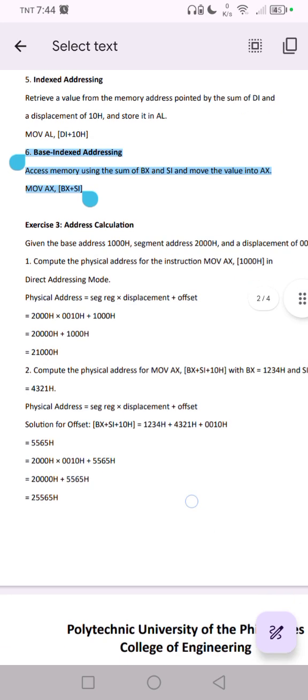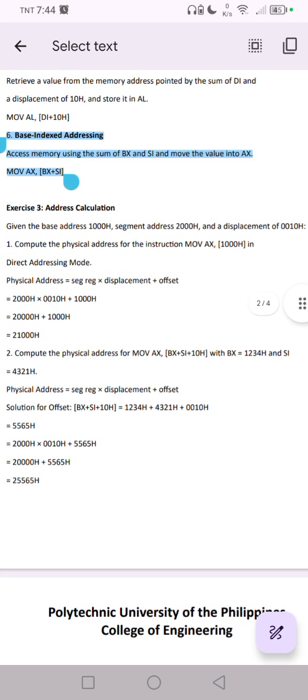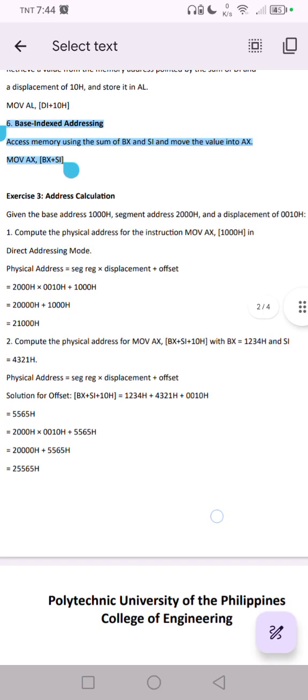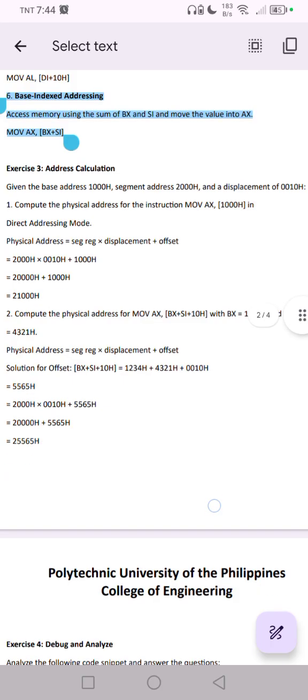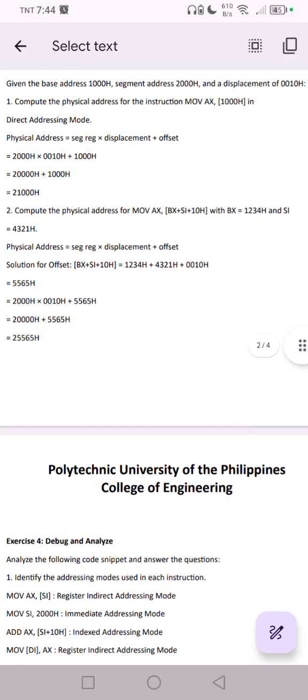Here is a detailed explanation. 1. Compute the physical address for the instruction MOV AX, [100H] in direct addressing mode. Physical address = segment register x 16 + offset. The segment is multiplied by 16 to shift it left by 4 bits, effectively converting it to the byte address. The offset is then added to get the final physical address, which is 2100H.